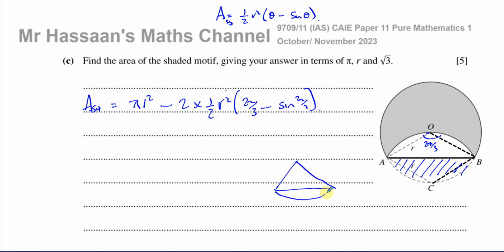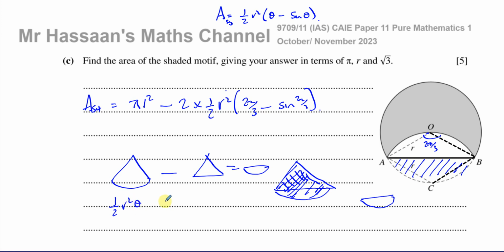Okay, so you have the area of the whole sector, the whole pizza shape. If you take away the area of the triangle, you're left with the area of the segment. So the area of the sector, take away the area of the triangle, leaves you the area of the segment. Okay, so this would be a half r squared theta, and this would be a half r squared sine theta.